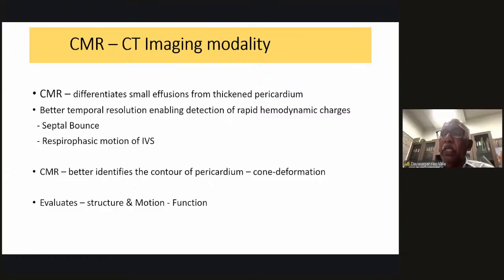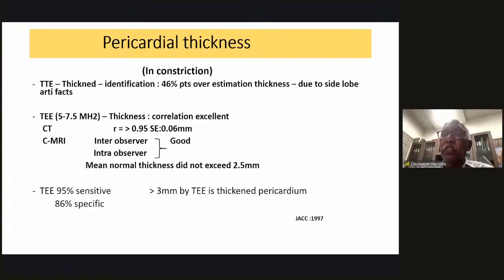Can you go back one slide? Go backwards. One slide. Okay, this is it. So you can also find out thickness of the pericardium both by CT as well as MRI. MRI is preferable. I'll tell you later why.